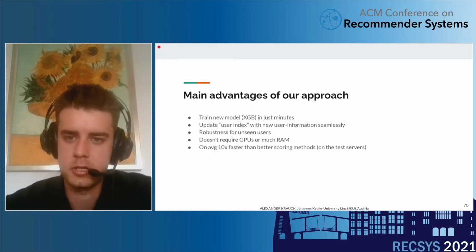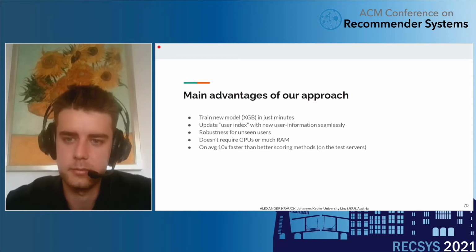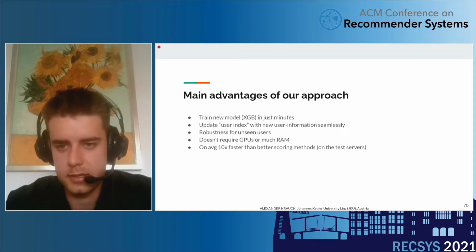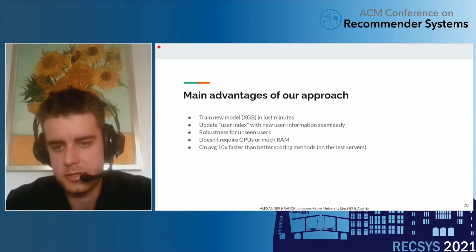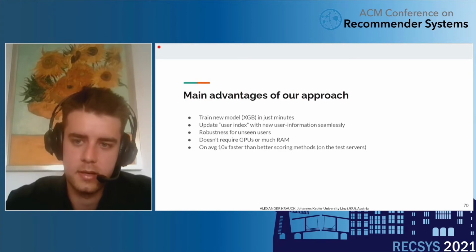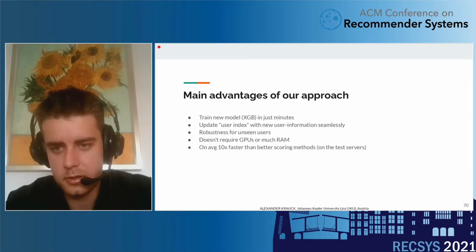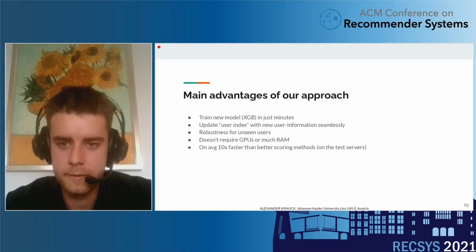Conclusions of our approach. So the main advantages of our approach are that we can train a new model in just minutes, and this is clearly an advantage. Another advantage that is maybe even more impressive is that the user index with all the user counts can be updated seamlessly. That means we do not need to recalculate it each time we train a new model. We just have to add new user information, and the model will improve.